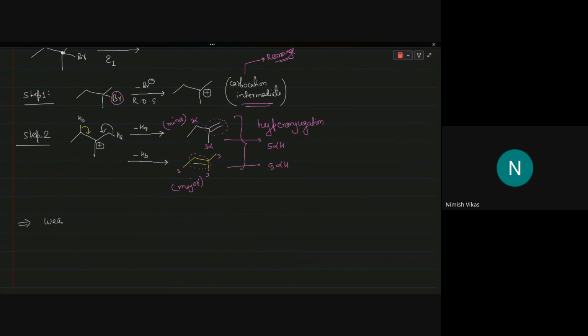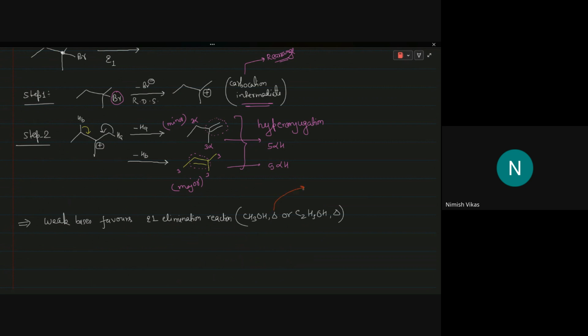Weak bases favor E1 elimination. This point you should also know. Weak bases favor the E1 elimination reaction. Generally in your examination you are going to get bases like alcohol, CH3OH and heat, or sometimes they will write C2H5OH and heat. So whenever this is there, you should know that these are the bases used for E1 elimination. And why is the heat symbol there in the elimination reaction?